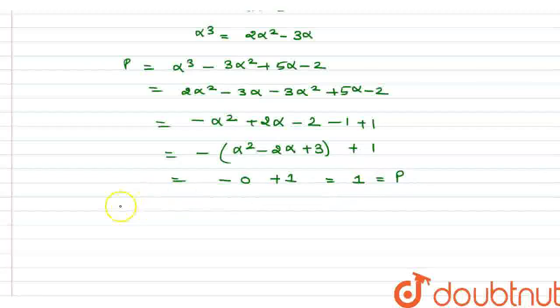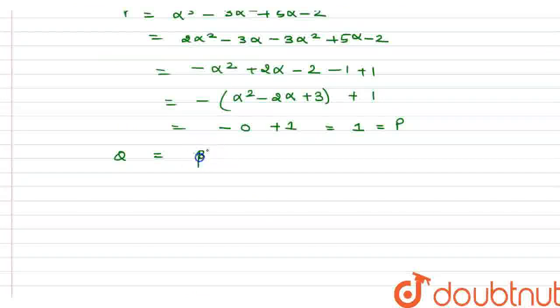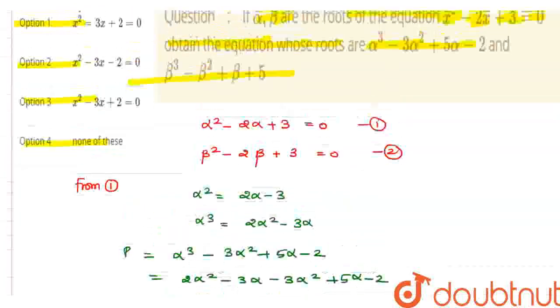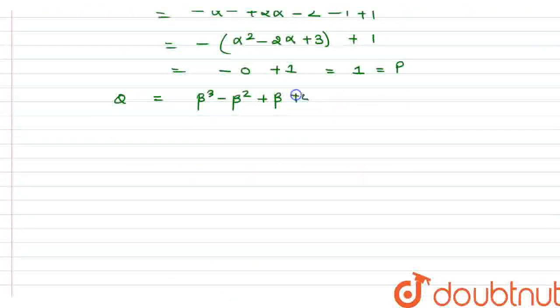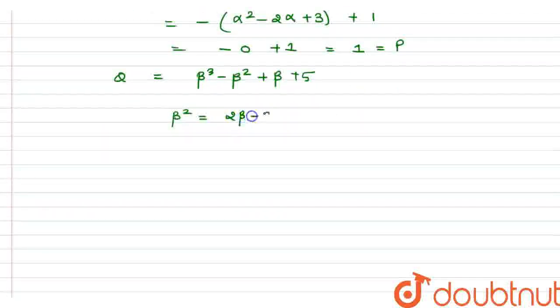Now for the second root, we have the q value. We write beta cube minus beta square plus beta plus 5. As we have, beta square equals 2 beta minus 3. Now we multiply this with beta, so beta cube is 2 beta square minus 3 beta. We can put this in q.